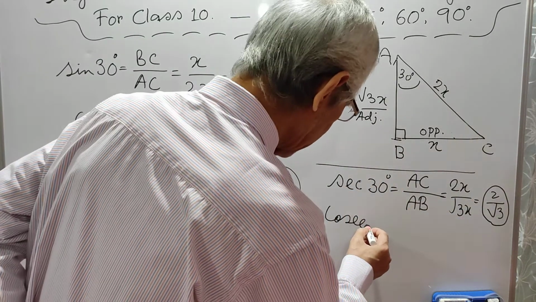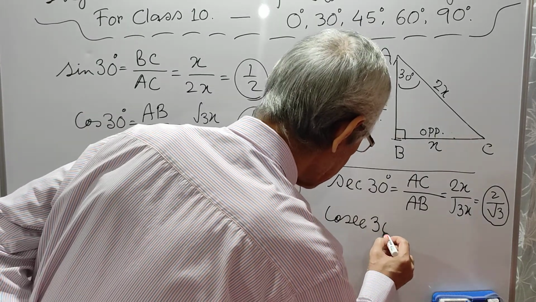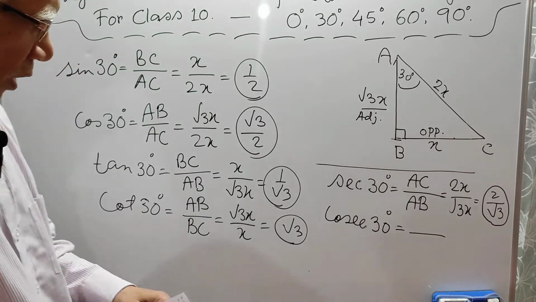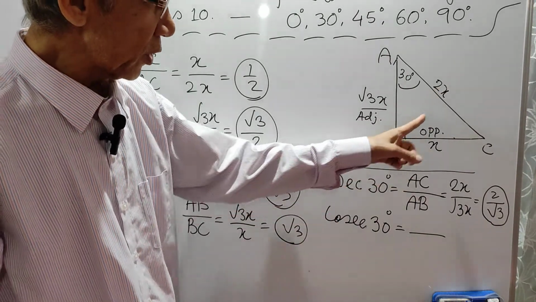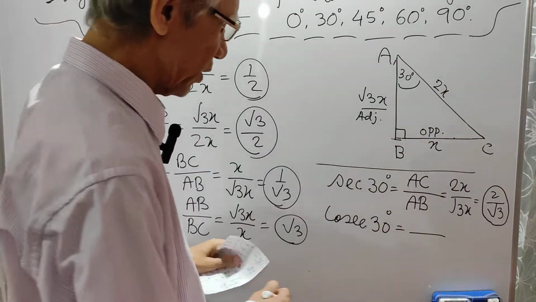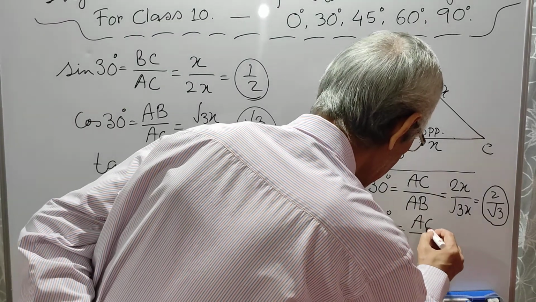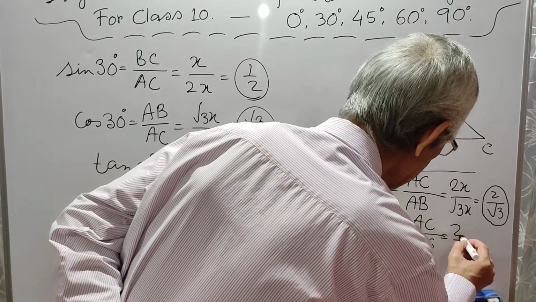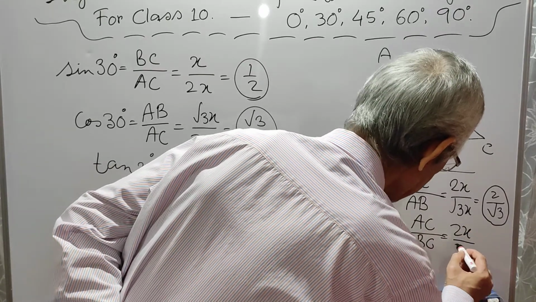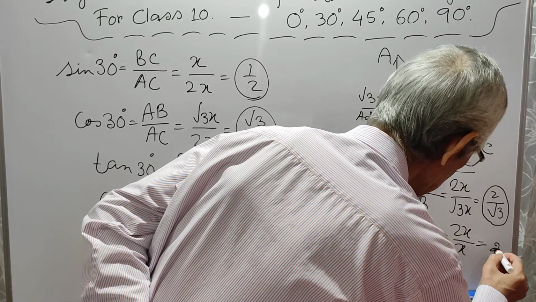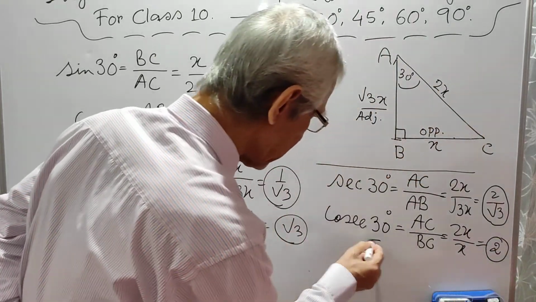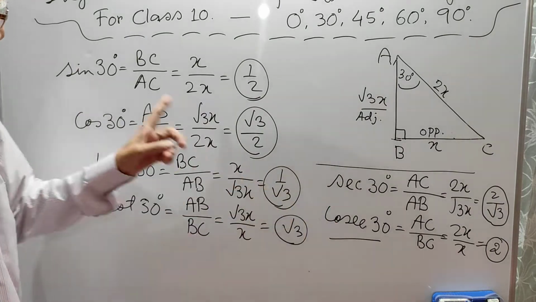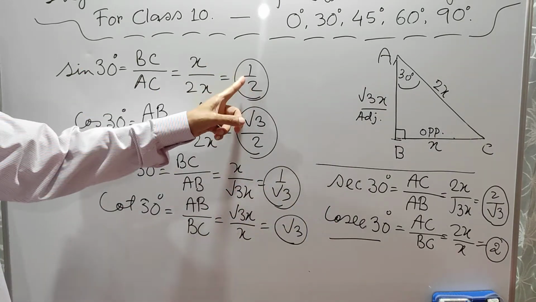Alright. Now at last, cosec of 30 degree. Now cosec is what? Cosec is hypotenuse by opposite, AC by BC. Now what is AC by BC? AC is twice x, BC is x. So it is 2. So this is the value of what? Cosec 30. Now cosec and sine are reciprocal of each other. Now if sine is 1 by 2, the reciprocal of 1 by 2 is 2.